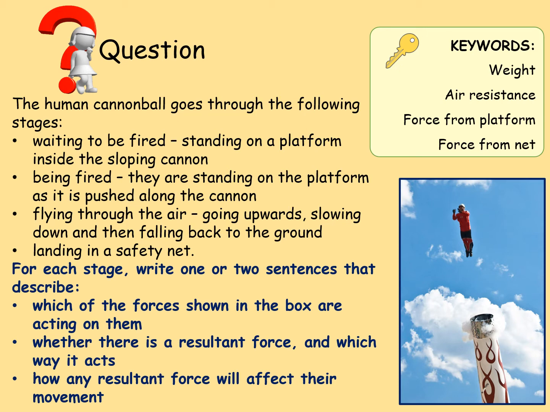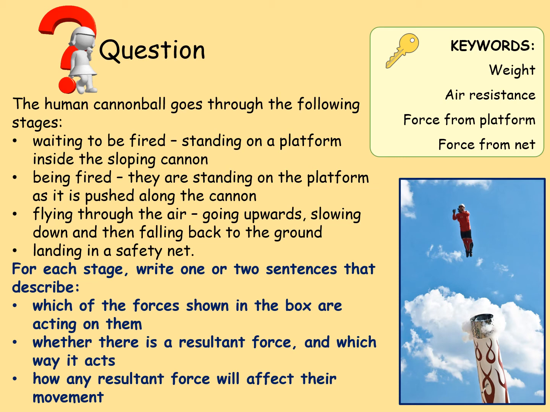He is getting faster. And as soon as he leaves the cannon and he begins flying through the air, his weight obviously is pulling him back down towards the center of the earth. Air resistance is also acting on him in the opposite direction. There is no force from the platform. There is no other forces acting upon him. There is a resultant force acting downwards, but because he's shot out of the cannon with a velocity, he is slowing down. His motion is changing.